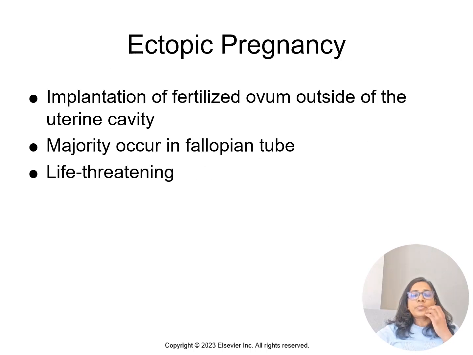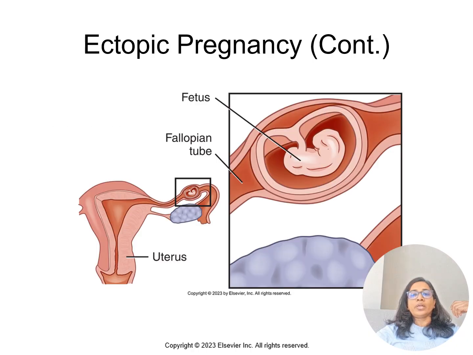Next topic is ectopic pregnancy. As the word itself indicates, ectopic means outside. Ectopic pregnancy is implantation of the fertilized ovum outside the uterine cavity, and the majority of that occurs in the fallopian tube. This could be life-threatening if we do not carefully treat it.